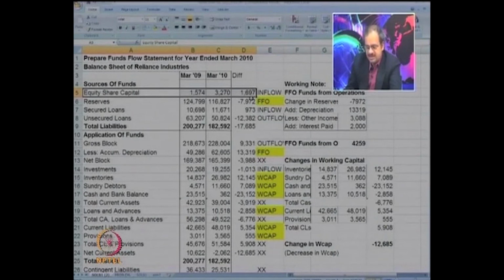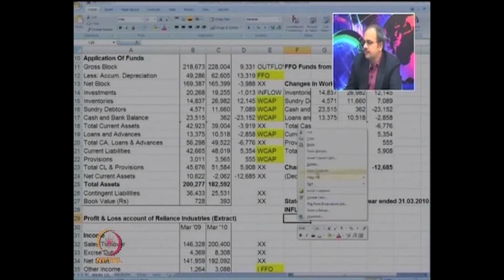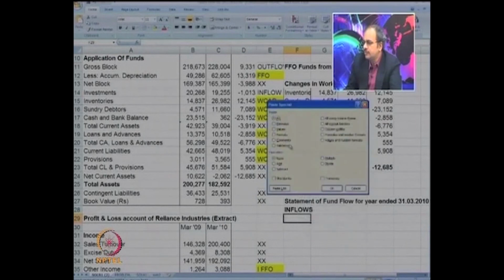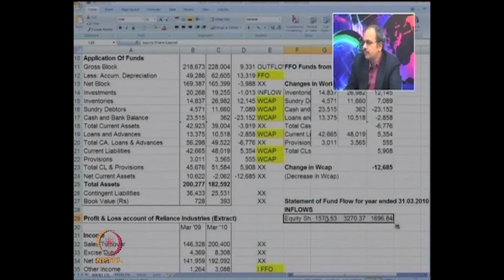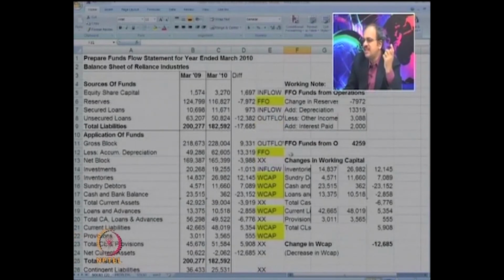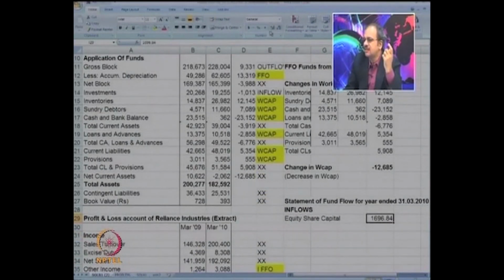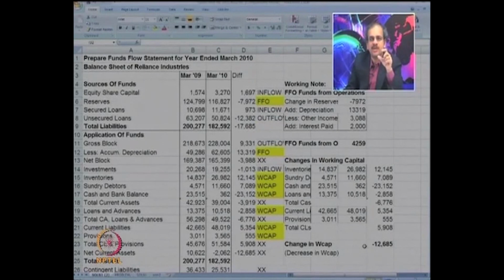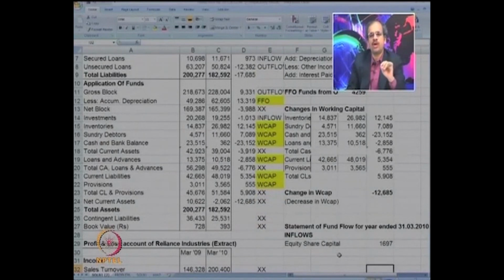So first inflow is share capital. So equity share capital has increased by 1696. Now this increase 1697, this is an inflow because probably there is an issue of share. It is also possible that there is some bonus share, but since information is not available to us right now, we will just go for recording it as an inflow.